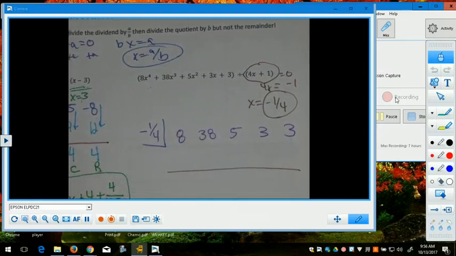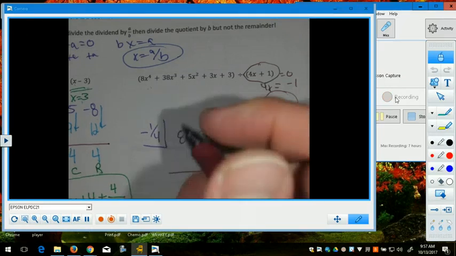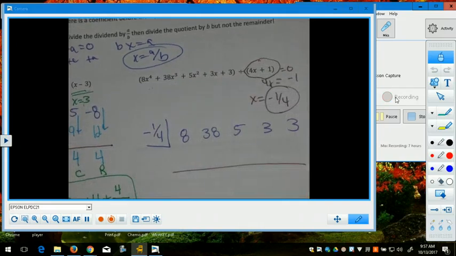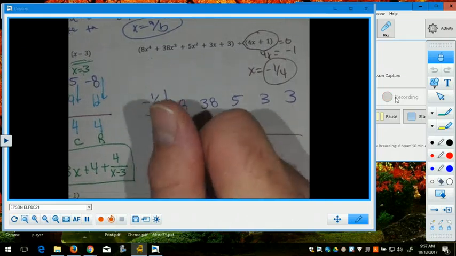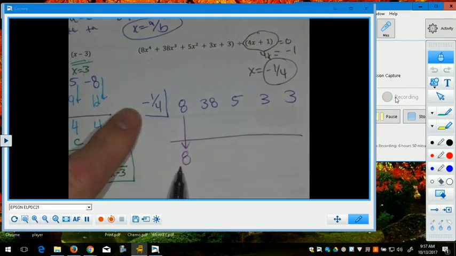Some people are like, oh great, now I have to multiply by a fraction. Well, this fraction is not so bad. Multiplying by -1/4 is really like doing what? Dividing by -4 in this case, yep. So we're going to bring down the 8. That's the first step, to bring down the first coefficient. And I'm just going to divide it by -4, because that's the same as multiplying by -1/4.